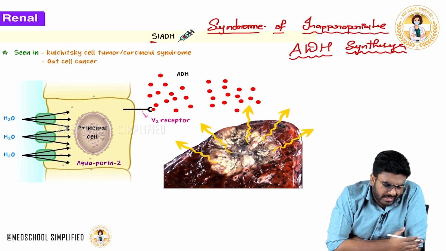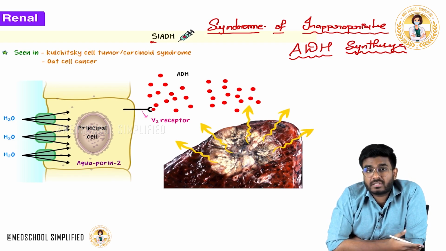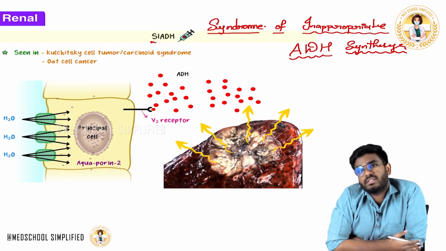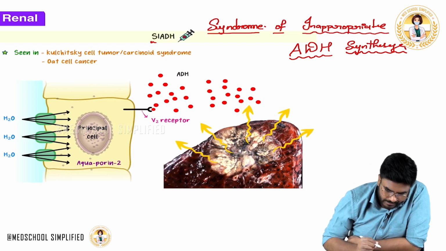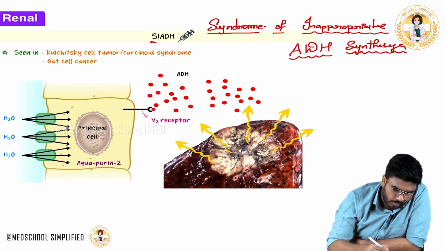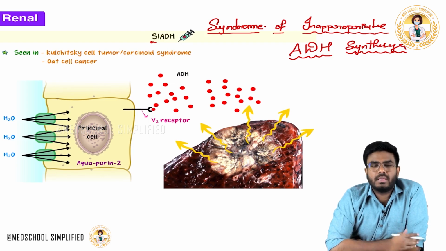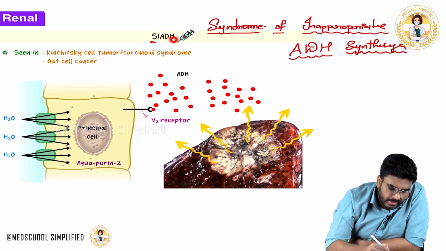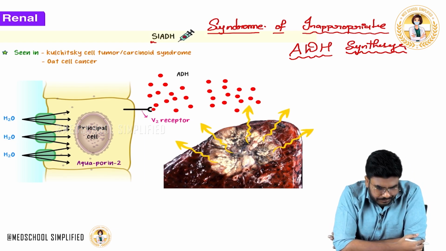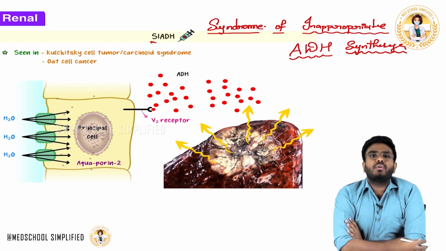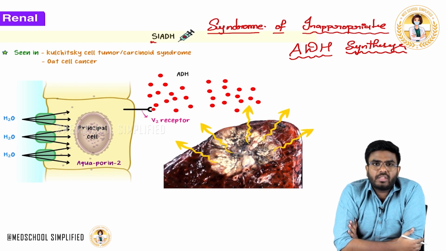Okay, so it's a little confusing, right? SIADH, someone will say SIAD. Syndrome of inappropriate anti-diuretic hormone synthesis, such a big name, right? So simply remember it as syndrome of increased ADH, syndrome where anti-diuretic hormone is increased, SIADH. Okay, now the question is, why is there an excessive amount of anti-diuretic hormone in the body?